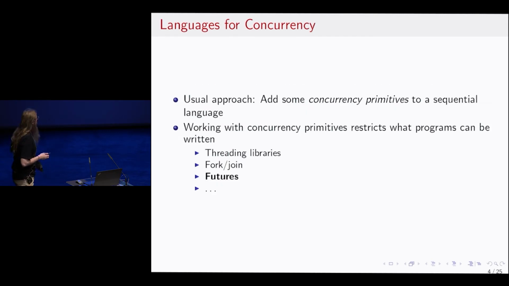So, in languages for concurrency, there's really one main common approach that I've seen, and I think most people will agree on this. There's frequently a sequential language that gets started with, and then some concurrency primitive is added to that to enable working with concurrent programs despite the underlying language being sequential. And there are lots of different types of primitives that can be used, and these put some sort of restriction on what programs can be written, often with the goal of making it easier to work with, easier to reason about, and that sort of thing. So for instance, there are all of these threading libraries like pthreads that you might use in C, or libraries for fork join computation in functional languages, and also futures, which are the focus of this talk.